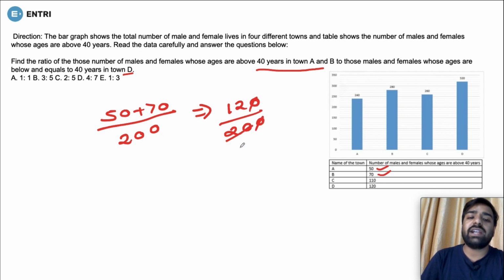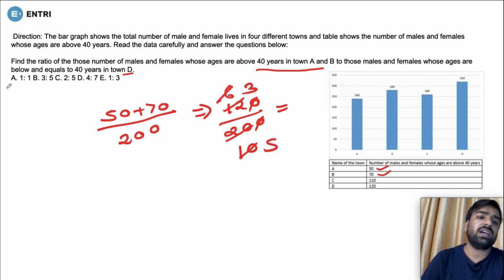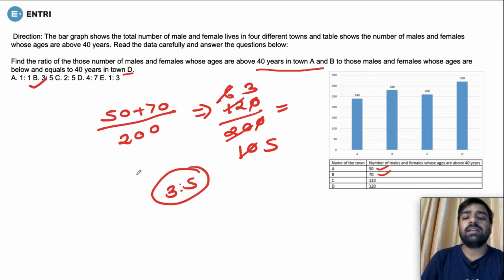So when you divide it, you are going to get what? It would be 3:5. So is there any option 3:5? Yeah. Option number B is correct. Fine. Now let's move on to the third question.